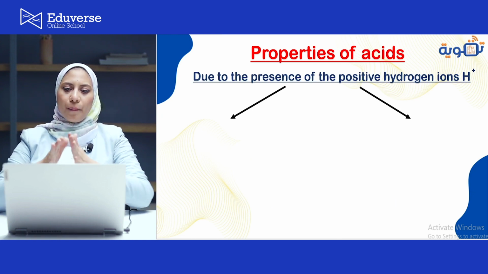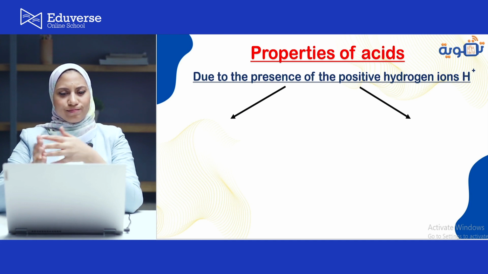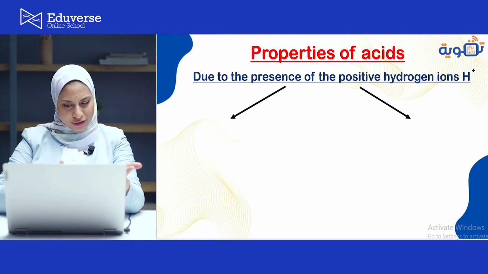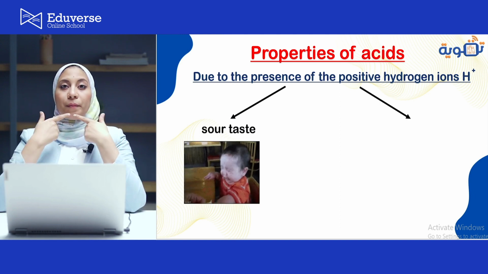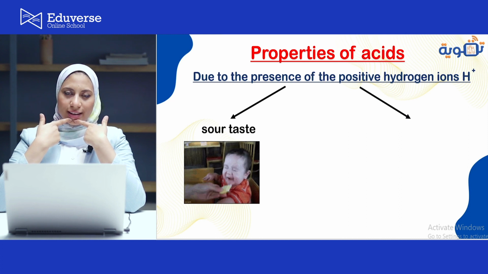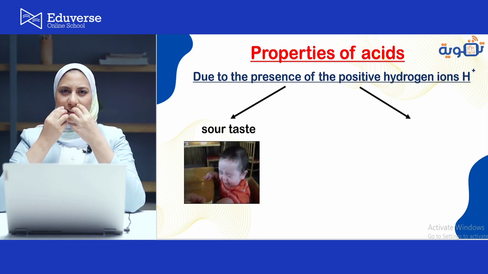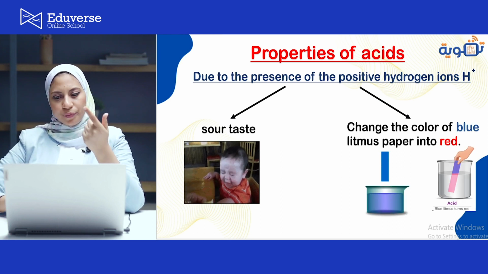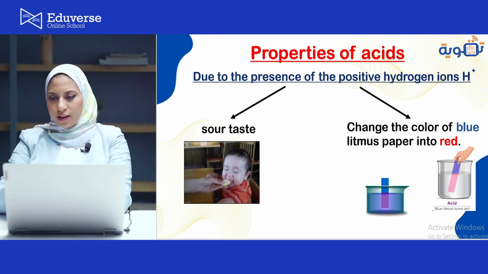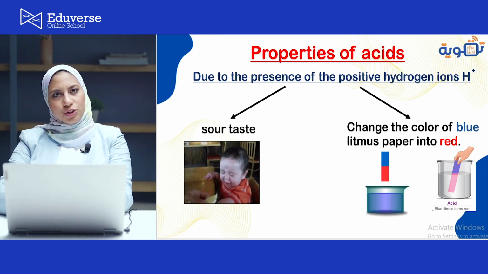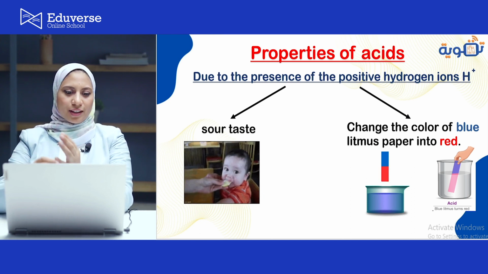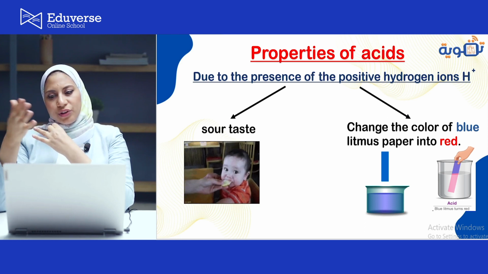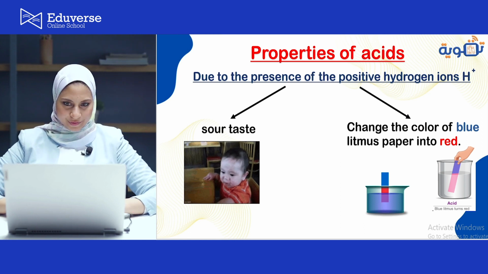You have to know that the properties of acids are according to the presence of the positive hydrogen ions. Like for example, the taste. The taste of acid is sour, like the taste of lemon. Number 2, acids change the color of blue litmus paper into red. So again, sour taste and litmus paper will turn into red color.